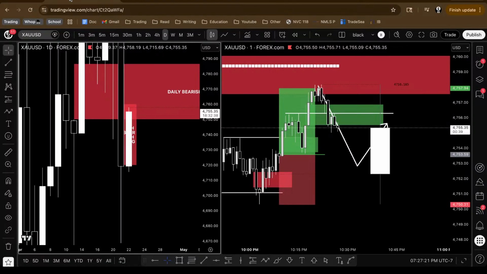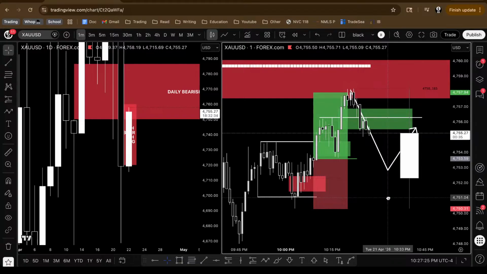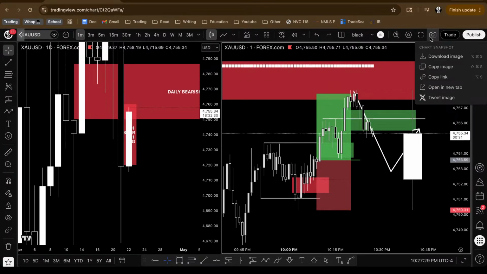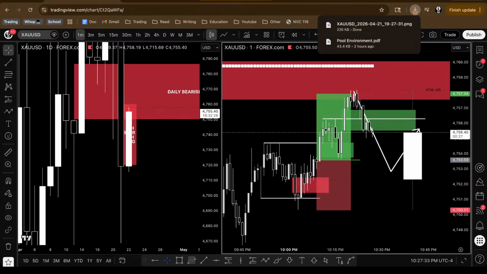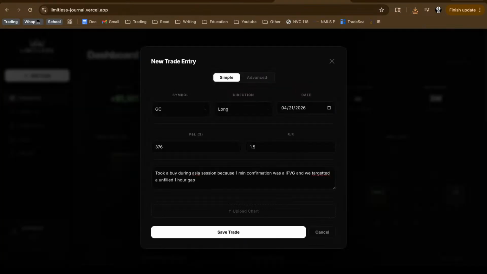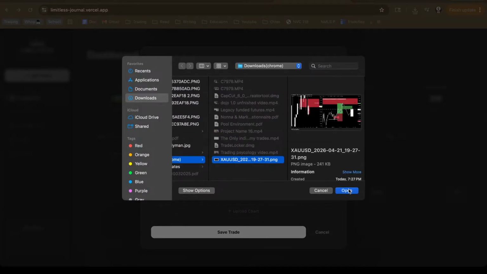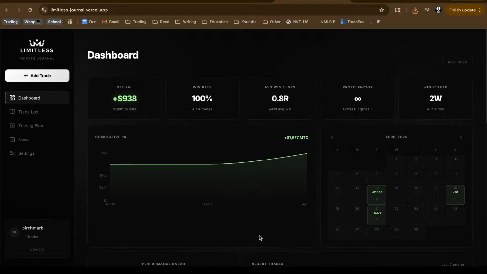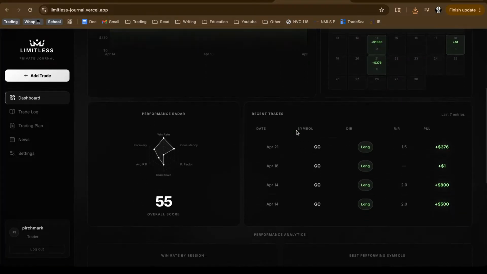So we gotta go over to TradingView. Let's do this, and then let's do download image. XAU 2026. We go over here, upload chart, go to downloads, Chrome, XAU 2026. Boom, save trade. Adds it to the P&L. It's pretty clean.